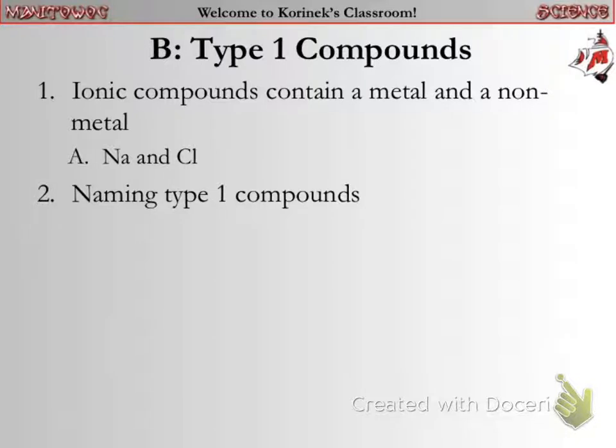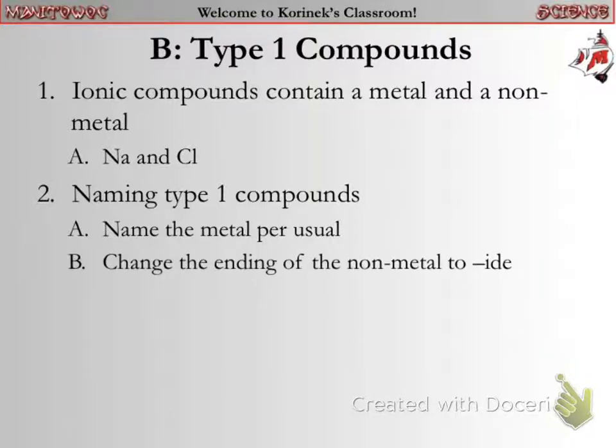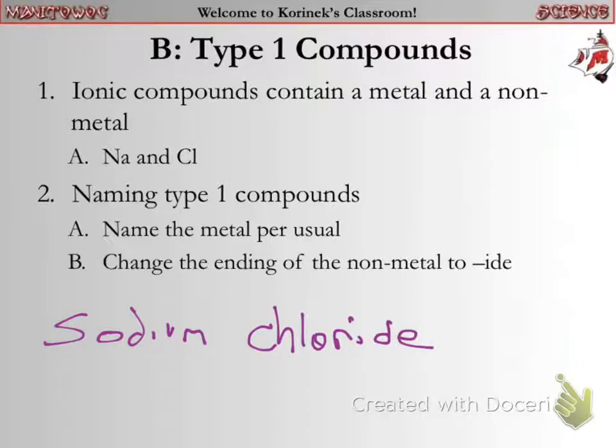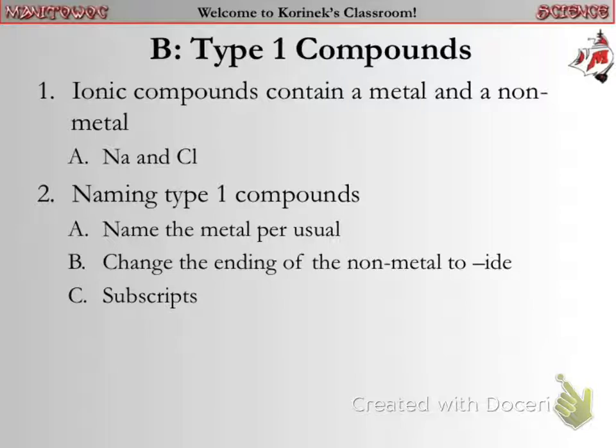So first of all, let's do the easy part, naming these things. You name the metal per usual, so Na is just sodium. And then you change the ending of the nonmetal to -ide. So instead of calling this sodium chlorine, we'd call it sodium chloride. So written out, it just looks like this, sodium chloride. And that's it. That's really all there is to it. Now naming this thing is not the difficult part. Sometimes actually writing it is the difficult part. So what would these subscripts be in the formula itself?